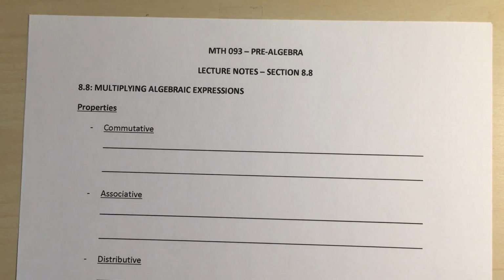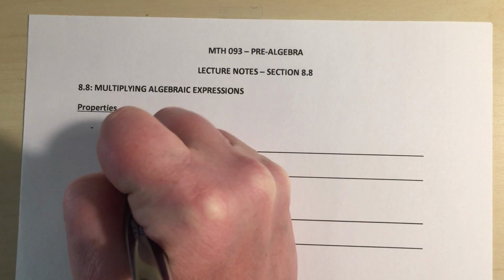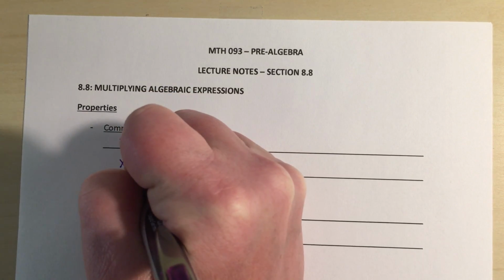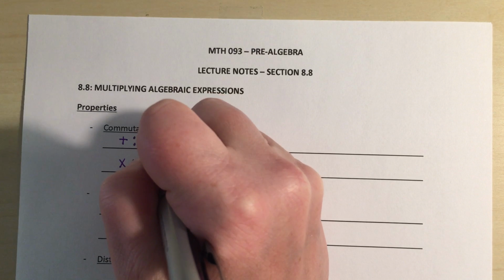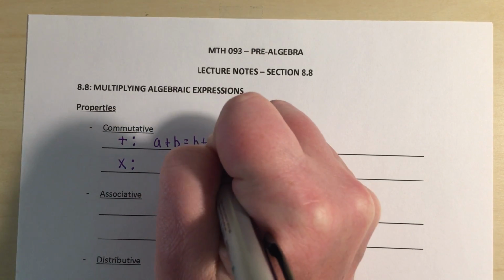All right, so our commutative property. Our commutative property works for both addition and multiplication. All right, so we're going to write out two different statements, one for addition, one for multiplication. We're going to write these out using symbols, and then we're also going to describe these properties using some English phrases. All right, so our commutative property of addition tells us that A plus B equals B plus A.